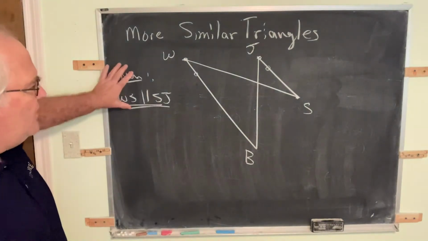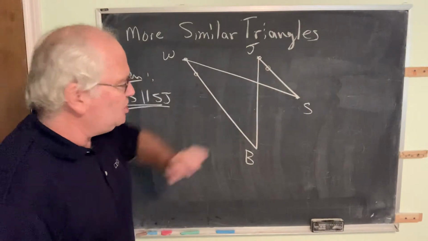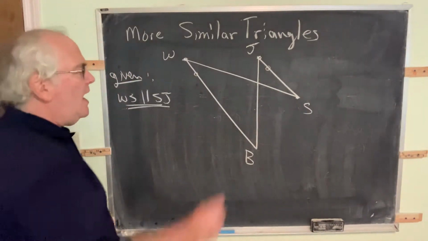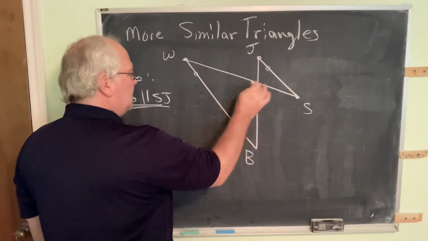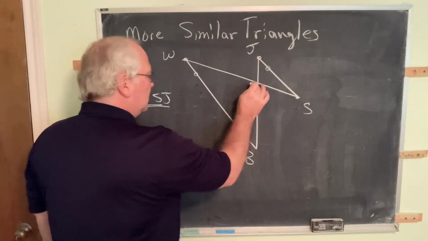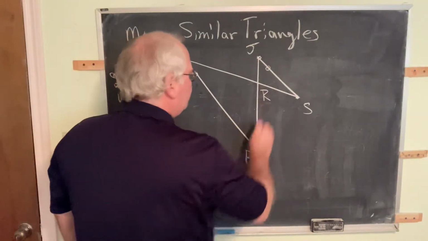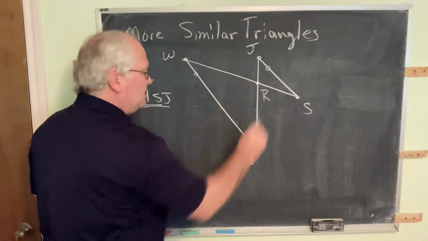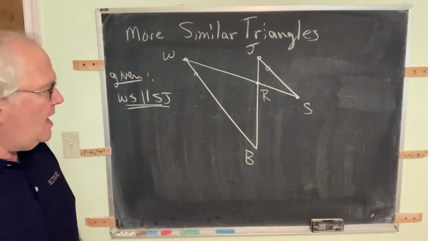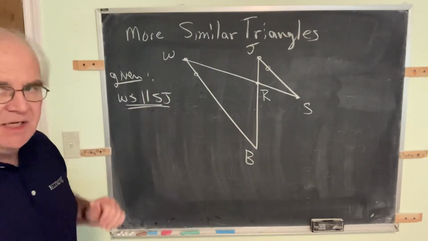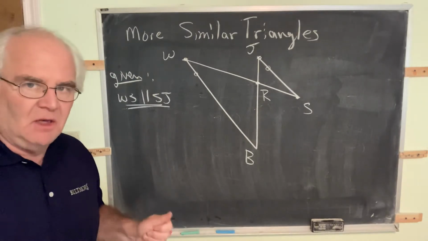Now, since we're given these lines WB and SJ are parallel, let's introduce another piece of notation. Because these two segments cross, we need to label that point as something. Let's call it point R. So R is the intersection point of those two. And now we have two triangles. And what I think it should be clear to see is that these two triangles are similar.